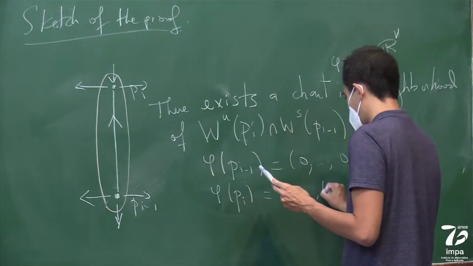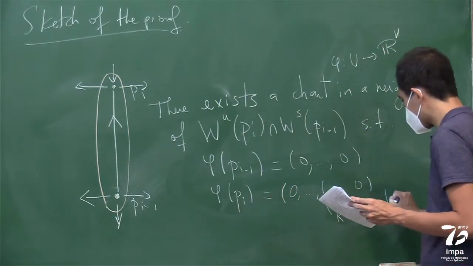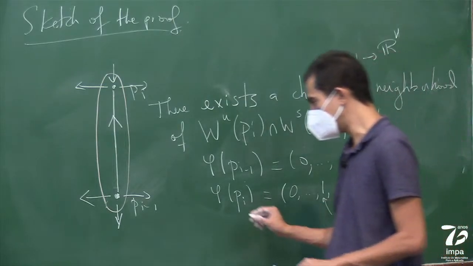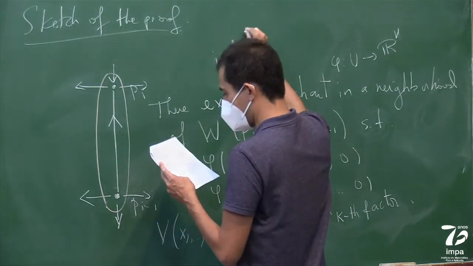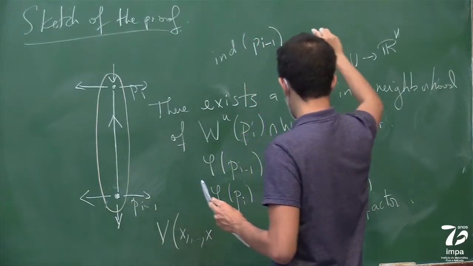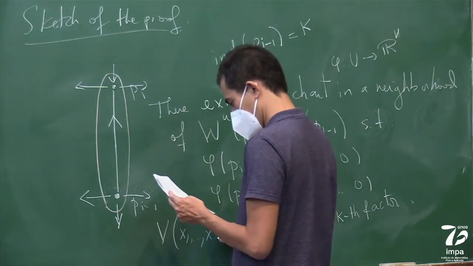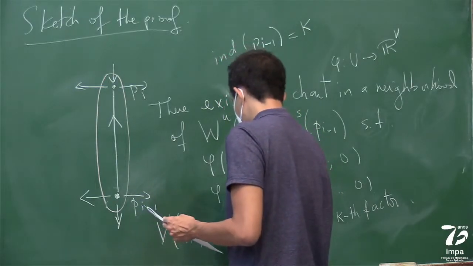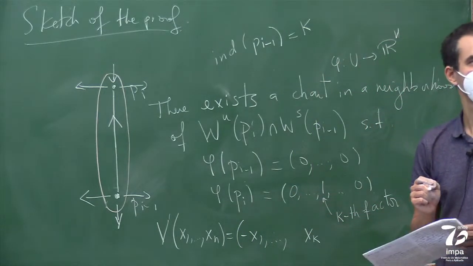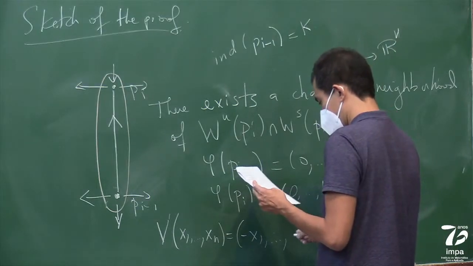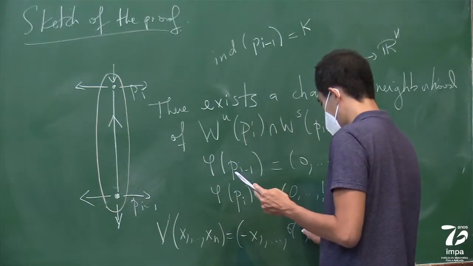So 0, and then 1, 0, and this 1 is the kth factor. And such that my vector field, I want the index of p_i minus 1 to be equal to k. So then I want my vector field V of x_1 to x_n to be minus x_1, and for x_k it's going to change signs. So there's going to be some function sigma of x_k.